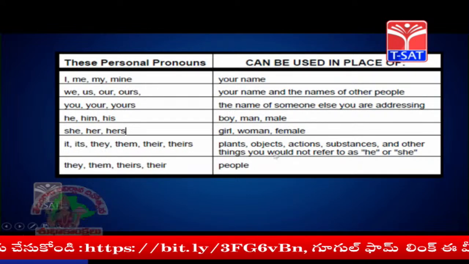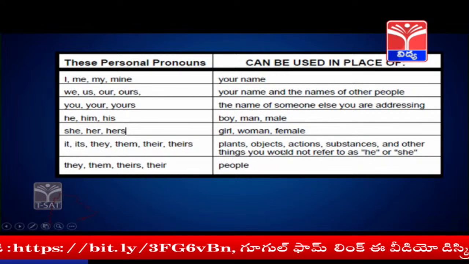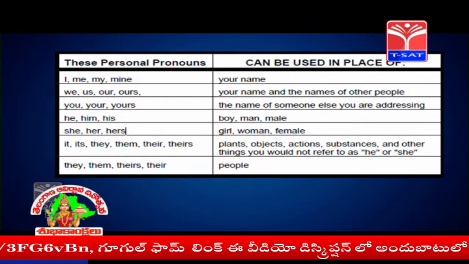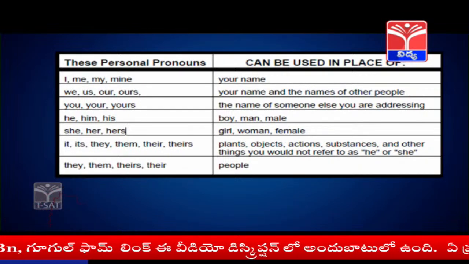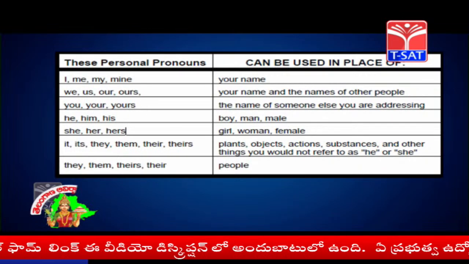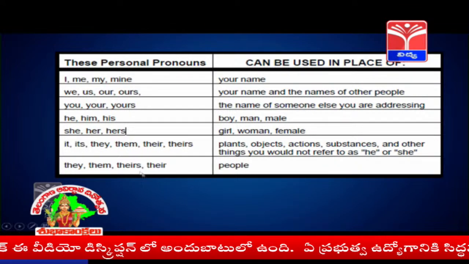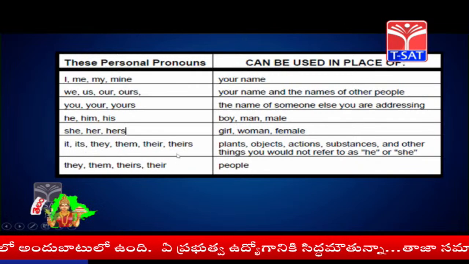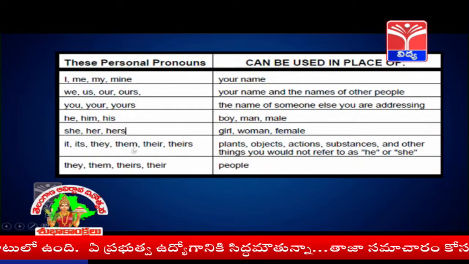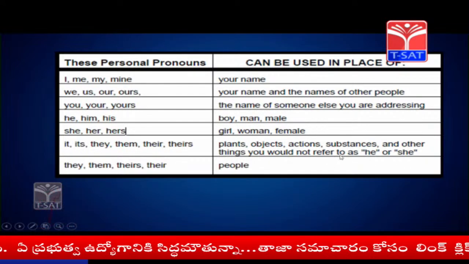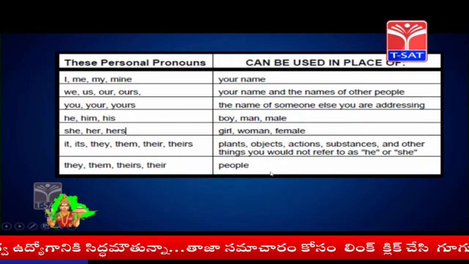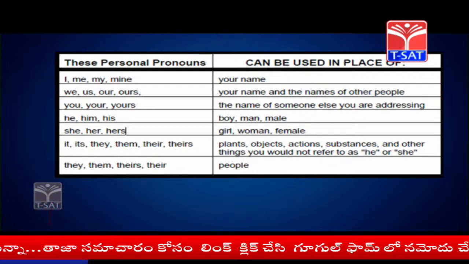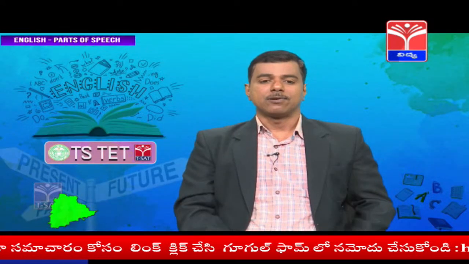Next one, third person, when we refer to generally objects, things, plants, actions, substances, and other things we would not refer to as he or she: it, its, they, them, theirs, etcetera. These personal pronouns are used instead of these nouns. People: they, them, theirs, their. So these are some of the personal pronouns you can list out.